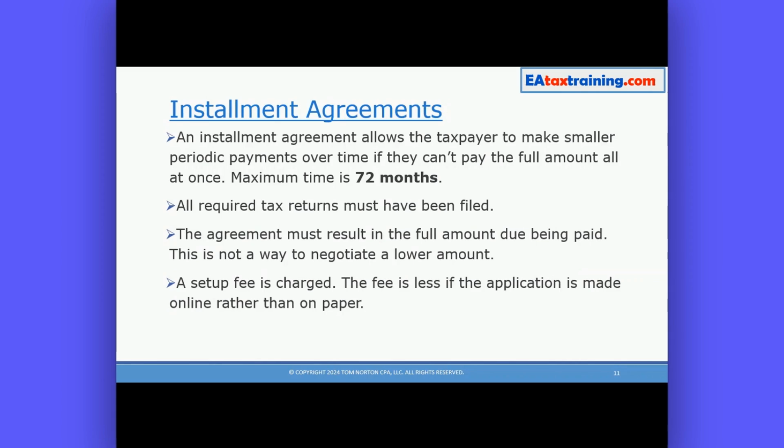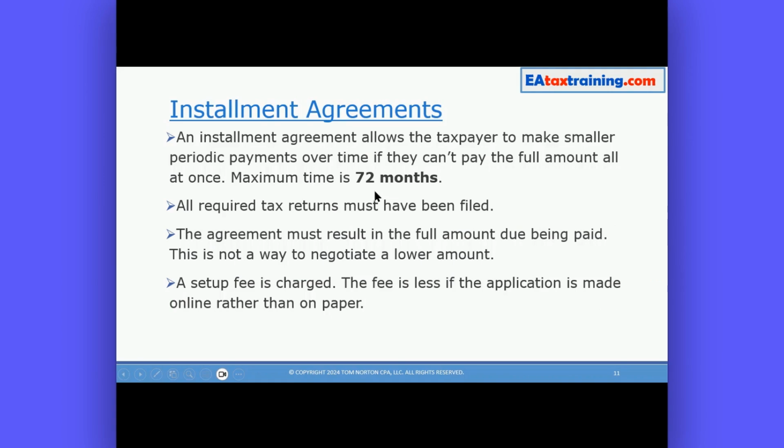Next option is an installment agreement. So this allows you to make payments. Usually they're going to be monthly payments over time in order to pay off the amount that you owe in full, along with any interest and penalties. The maximum time is 72 months. You will want to know that for the exam. So that's 6 years, or it's expressed actually in months.